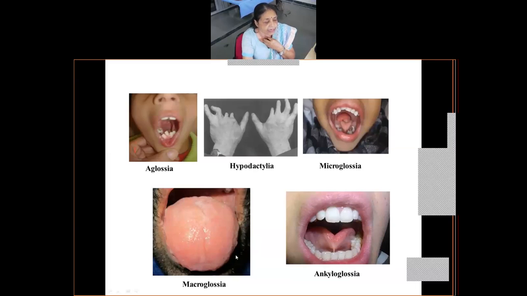Here the tongue is very large. That is known as macroglossia. In that also, there will be difficulty in speech, difficulty in swallowing, and difficulty moving the tongue inside the mouth.